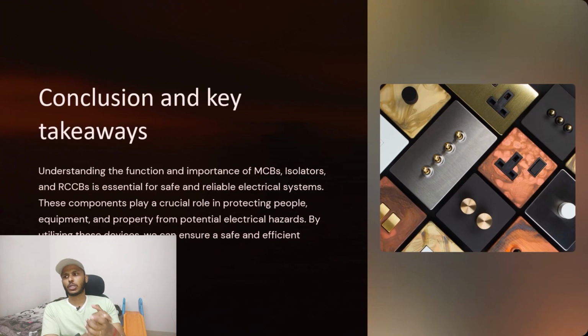Conclusion and key takeaways. If you see, the isolator, MCB and RCCB are all doing completely different functions. You cannot replace one with another. It's not an alternative, so you cannot make the RCCB an alternative to the MCB or isolator. All these three have distinct functions which are compulsorily required in a circuit.